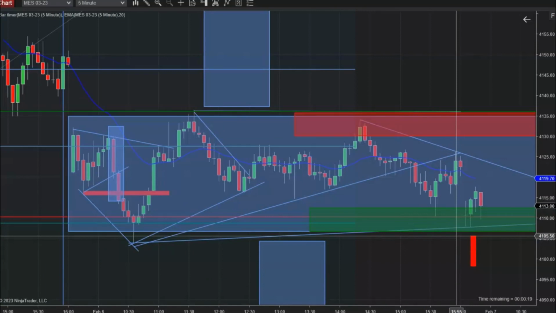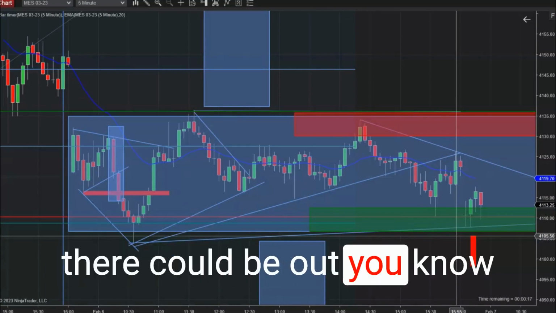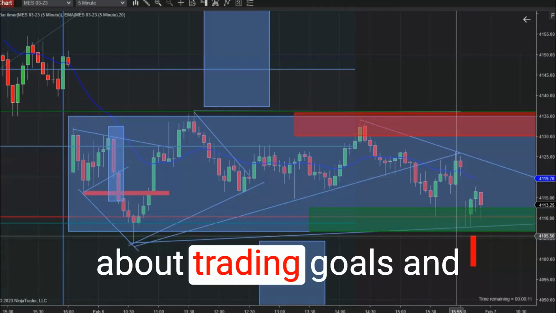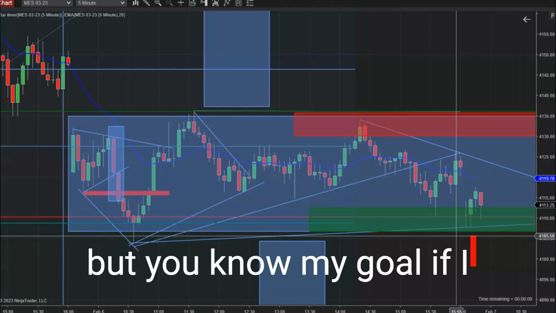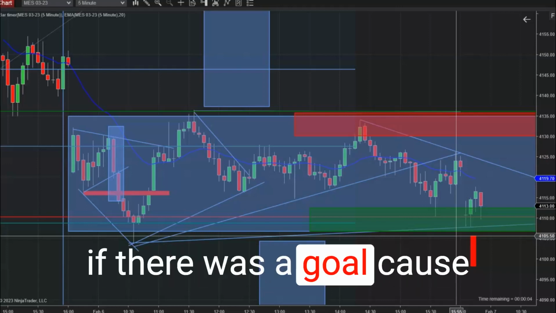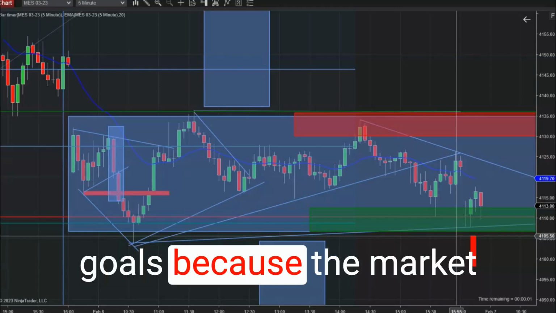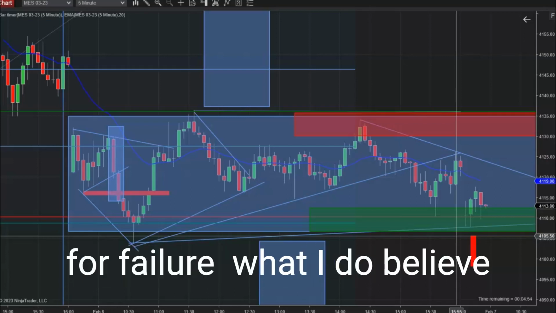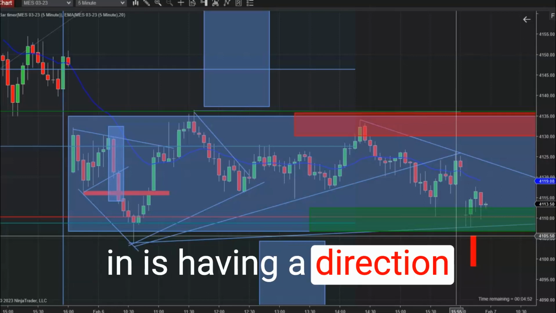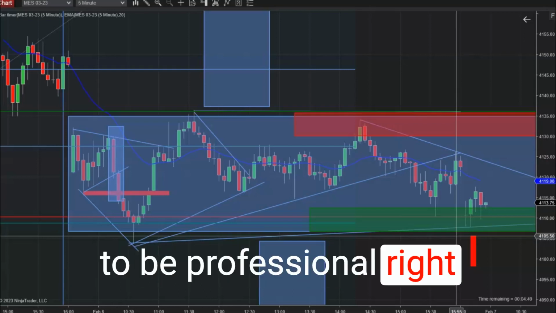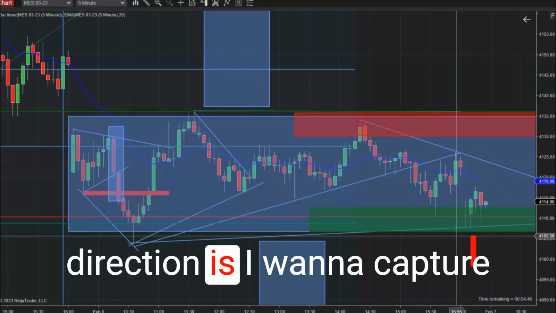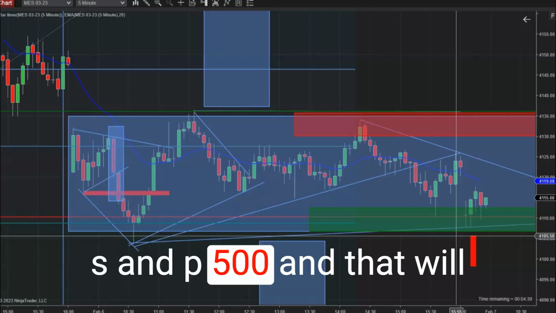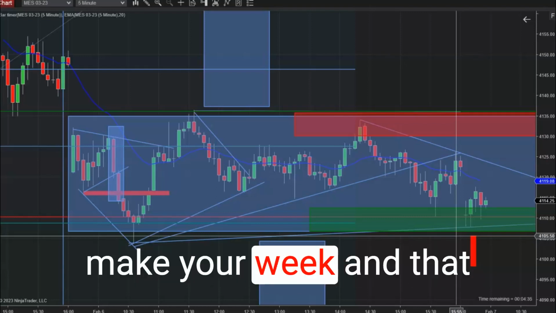What I'm looking for, and again, I don't have a goal. I believe we'll talk about trading goals in another session. But my goal, if there was a goal, because I don't believe in financial goals, because the market doesn't care about that, I feel like it's a setup for failure. What I do believe in is having a direction to be professional, right? And as a professional, my direction is I want to capture between 2 and 4 swing moves a week on the S&P 500. And that will make your week and that will make your month.